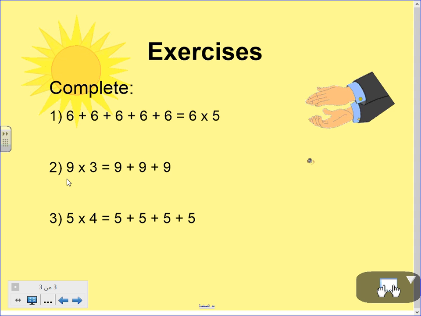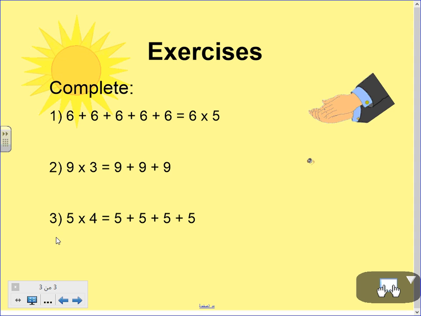Number 2. The number 9 will be repeated 3 times. So 9 by 3 equals 9 plus 9 plus 9. Excellent.